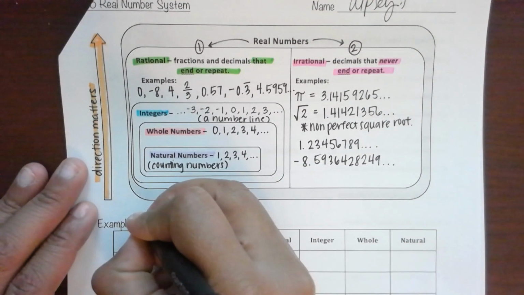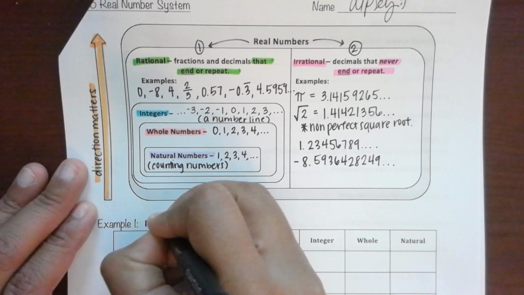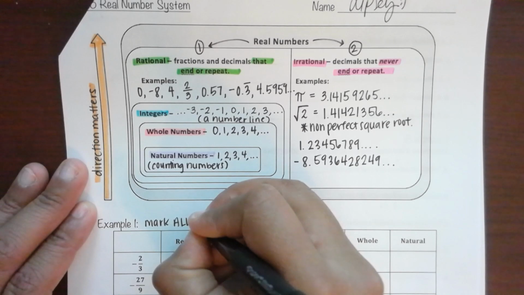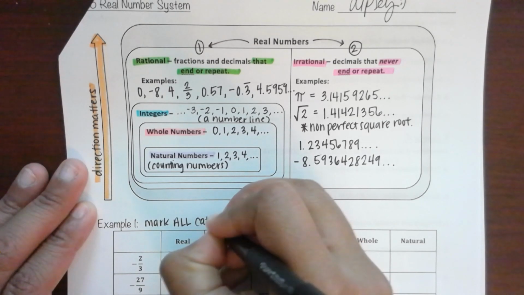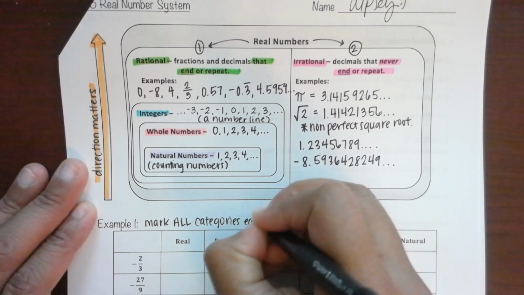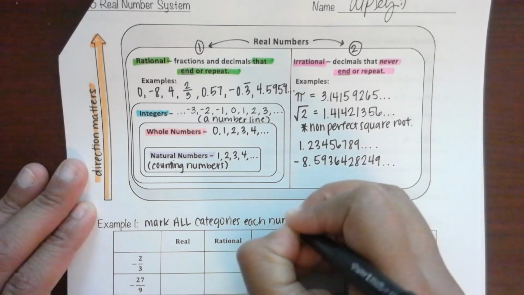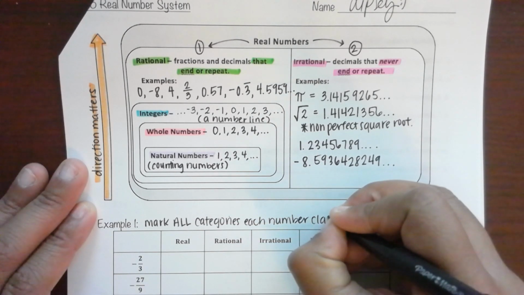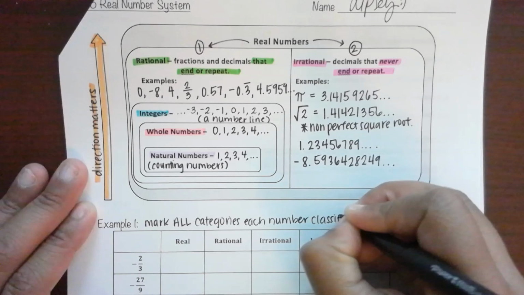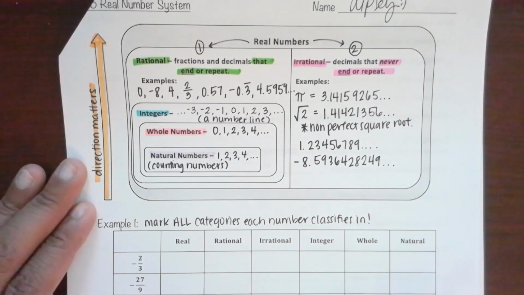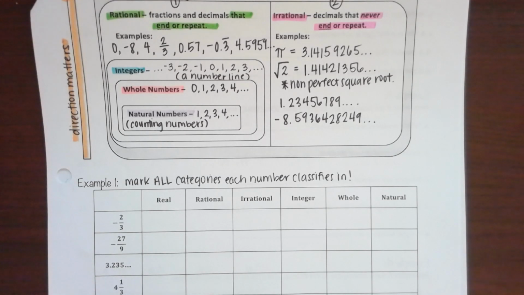You're going to mark all categories each number classifies in. That's the directions. Mark all categories each number classifies in.